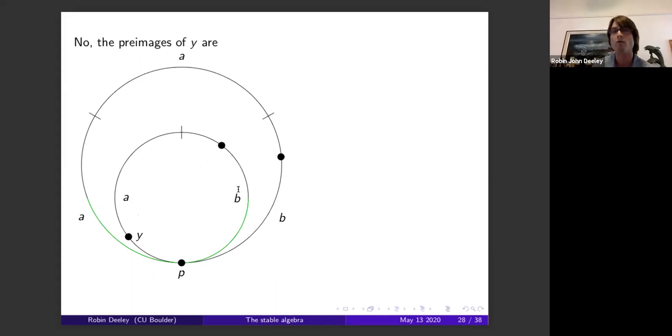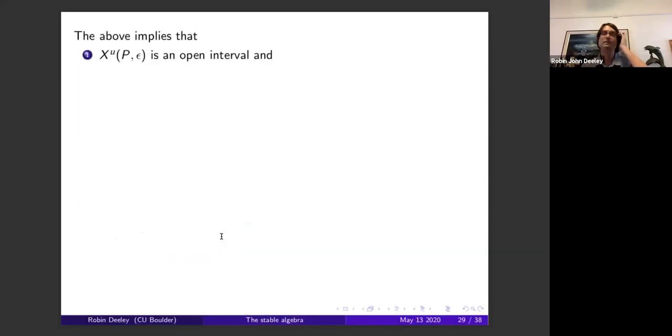And that's why we're at least not getting points here. And hopefully now you can sort of see how we would only get this green region here that we have. Okay, so this is now an open interval. And likewise, we get that the resulting global X_UP, right, with no epsilon, is going to be the real line.